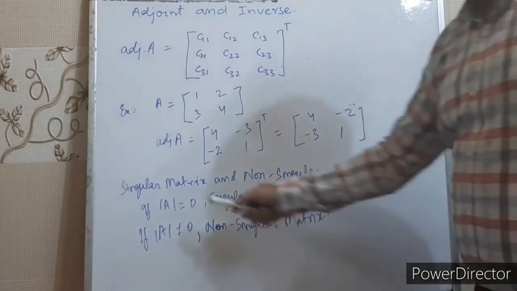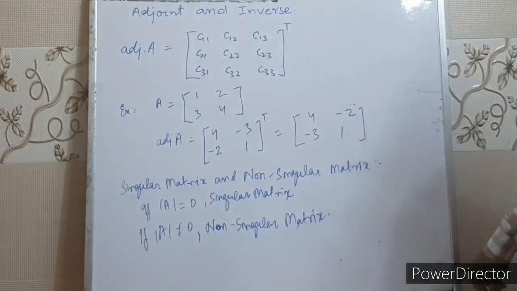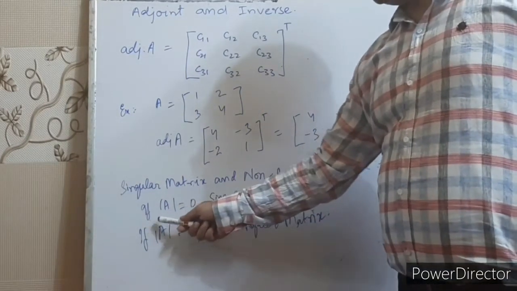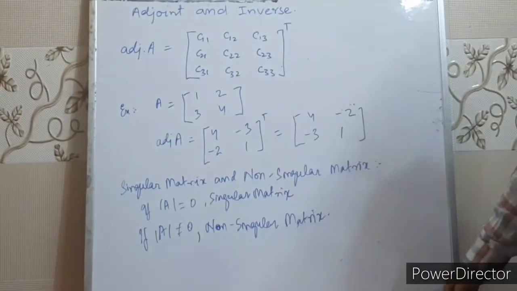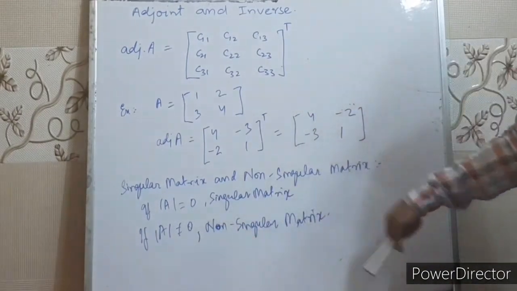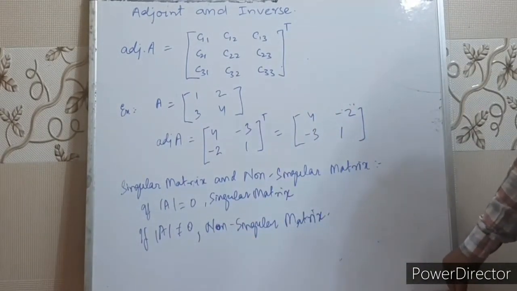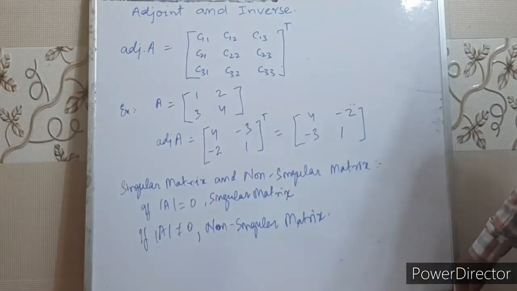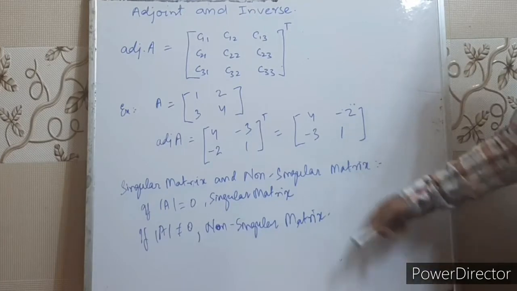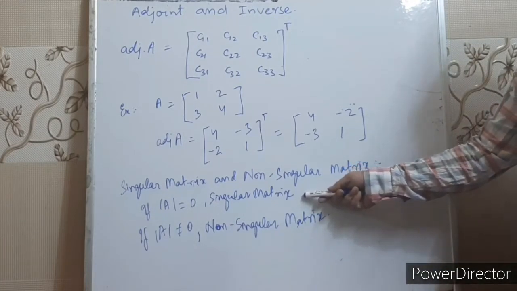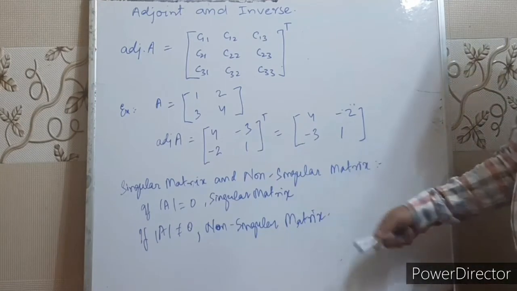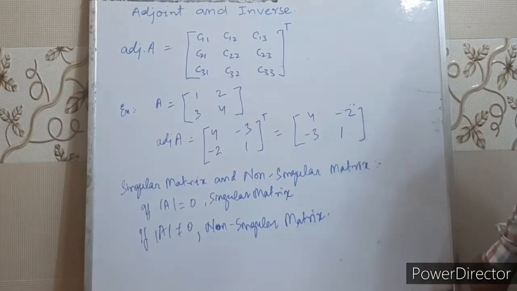Let's study singular and non-singular matrices. For any matrix A, if the determinant of A is 0, that means the matrix is a singular matrix. And if the determinant of that matrix is not equal to 0, it is a non-singular matrix. If the matrix is singular, then the inverse will not exist. If a matrix is non-singular, then the inverse will exist. Right, children? Please note down.